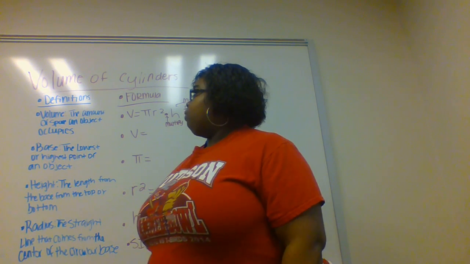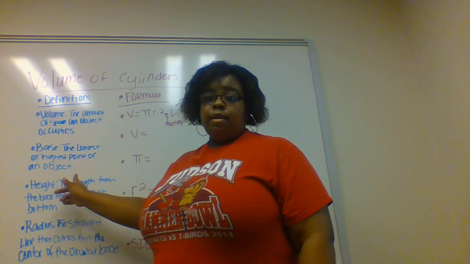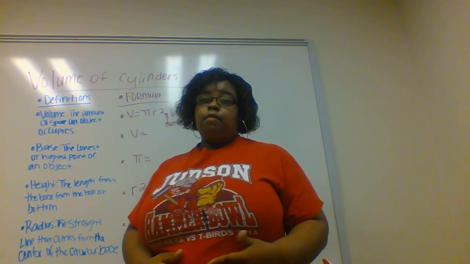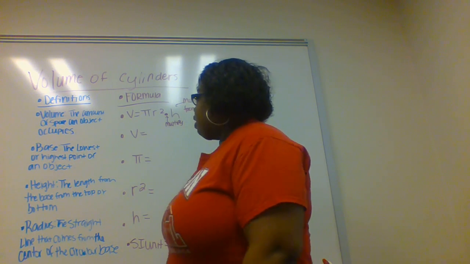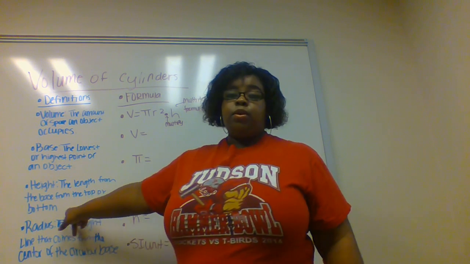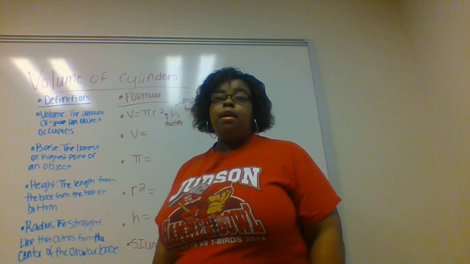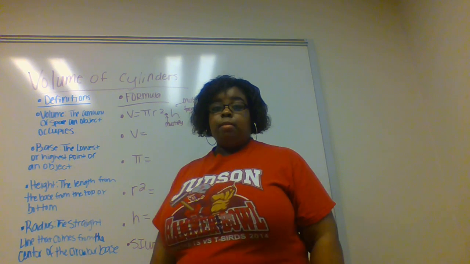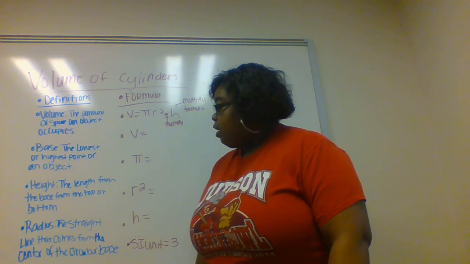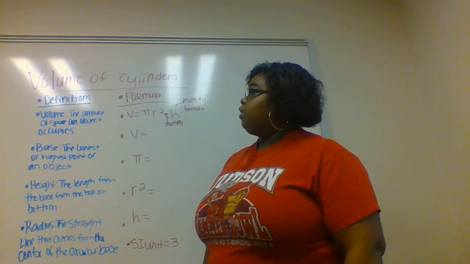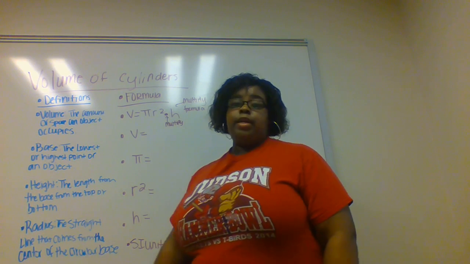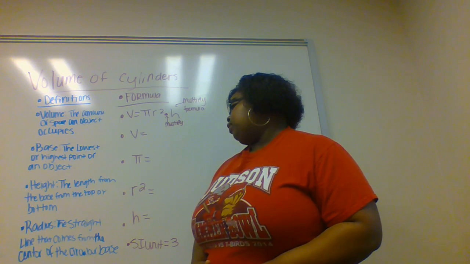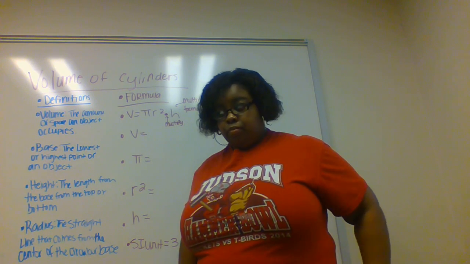The next definition that we're going to have is the base. And the base is the lowest or highest point of an object. Next definition we are going to have is the height. And the height is the length from the base, from the top or the bottom. And the last definition that I will give you today is the radius. And the radius is the straight line that comes from the center of a circular base.